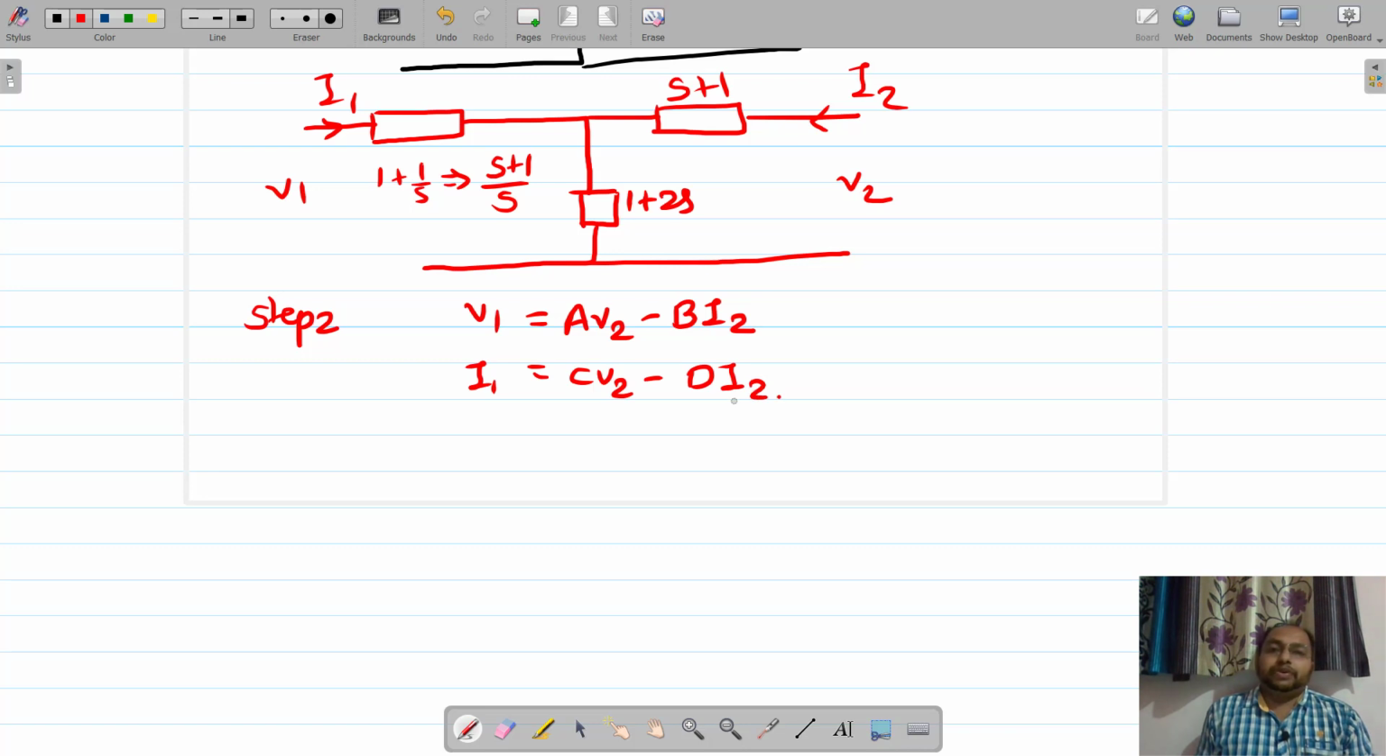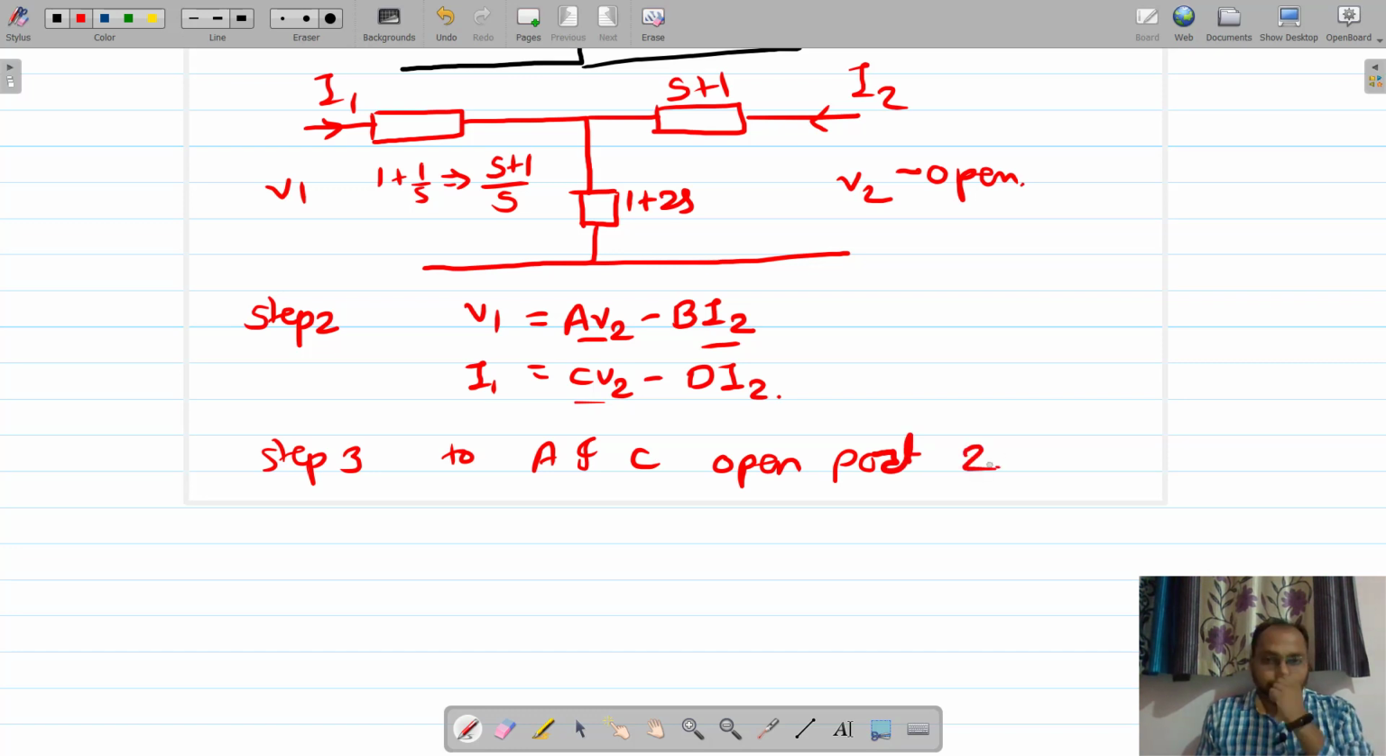Is that fine? Okay, so to find the first two parameters, we need to open circuit this port, right? So let us open it first. Okay, so step number 3, to find A and C, open port 2. So therefore I2 is going to become 0 in that case.